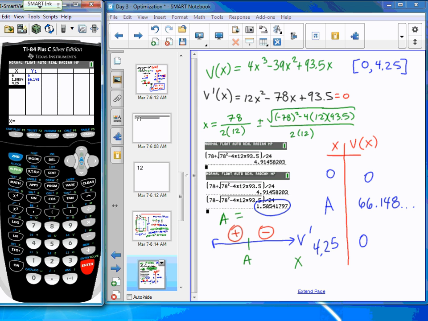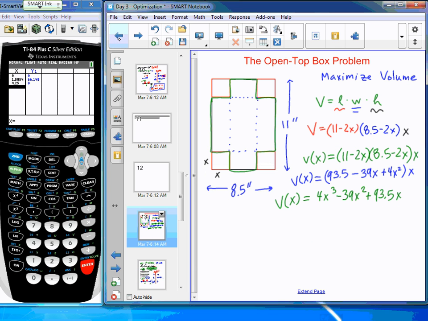And the question, though, wasn't what's the max volume. What was the question? You guys have it. I don't have it. So our dimensions. Oh, so we've got to do length and width times height. So dimensions would be easy now that I stored this in alpha A.